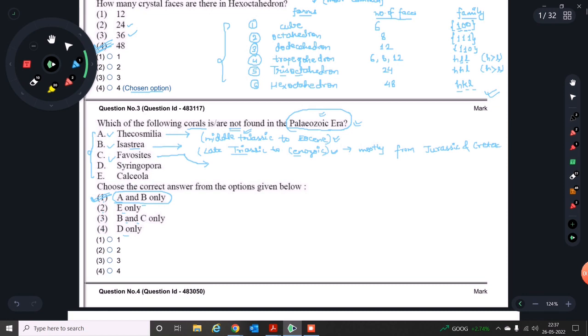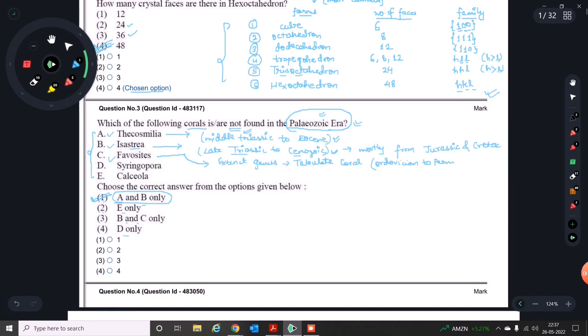Then comes Favosites. Favosites is basically an extinct genus of tabulata coral. Tabulata corals are one of the types of corals. You can also write tabulate coral. It is an extinct genus of tabulate coral, and it ranged from Ordovician to Permian.